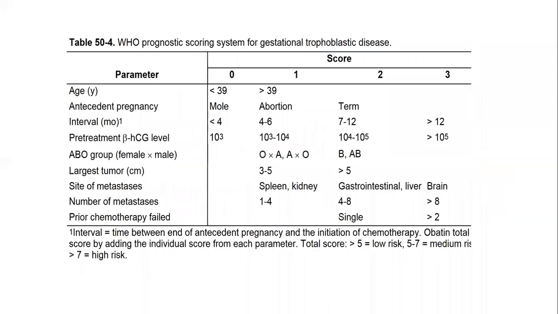So you can see age is scored out of 1, then antecedent pregnancy up to 2, then interval in months from the previous pregnancy. Interval, the time between the end of antecedent pregnancy and the initiation of chemotherapy, is scored out of 3. Then the beta HCG level prior to treatment is scored out of 3 also. Then the ABO blood group is scored. We no longer use it.